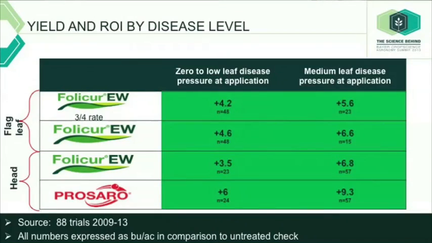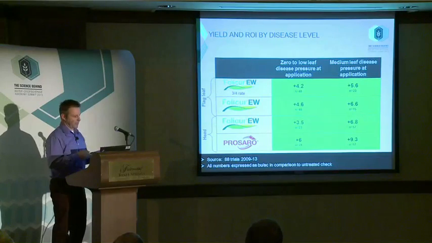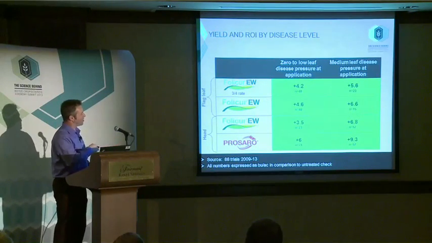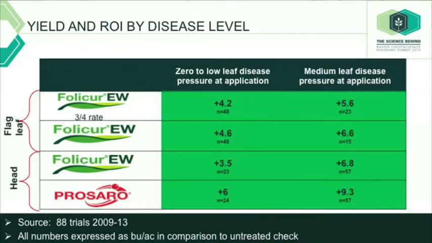Understandable, the disease, we can see it, it's there, and the fungicides are going to work a little bit more from a curative standpoint than the protective, but we're still seeing that response. The other trend that I picked out here was the difference between the flag leaf and the head timings. If you look at the difference from that low pressure to the medium pressure, we're moving up about 1.5 bushels with the 3/4 rate Folicure here. We're moving up about 2 bushels with the full rate.